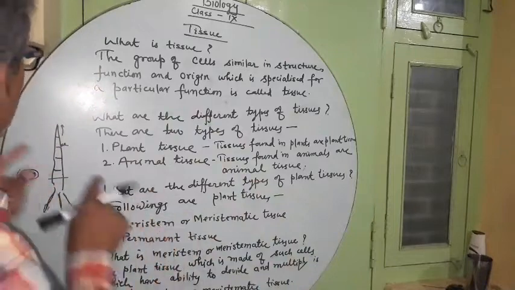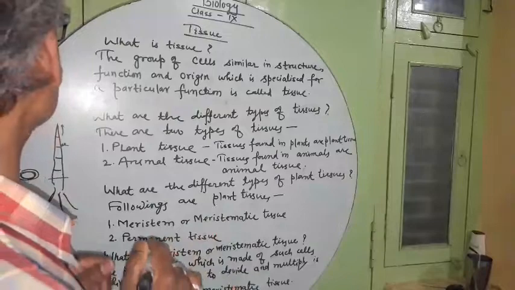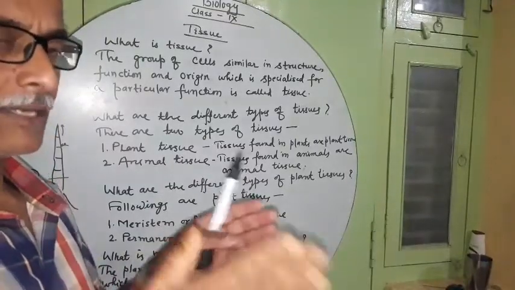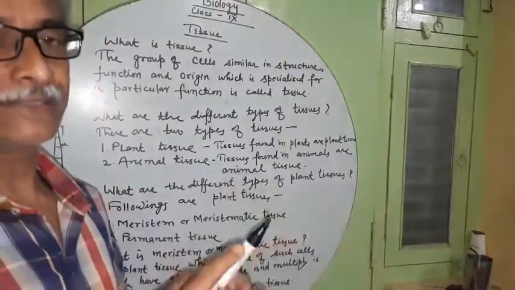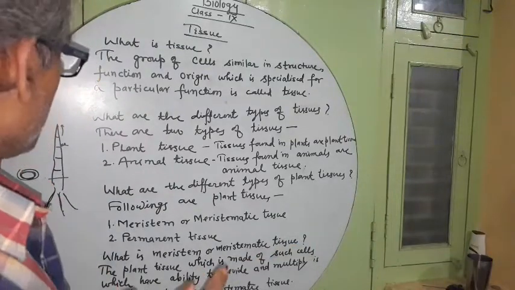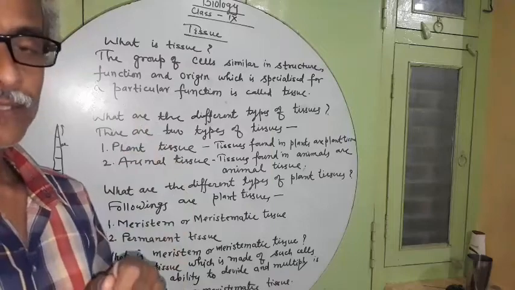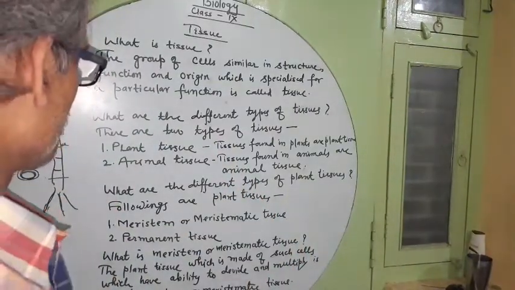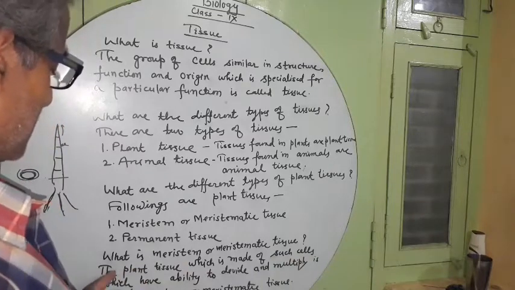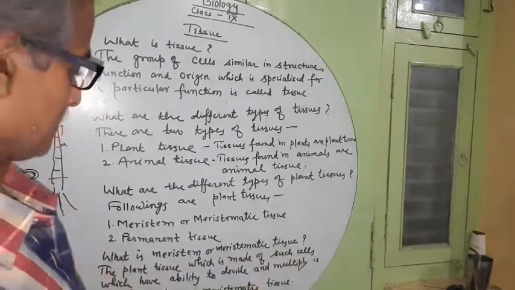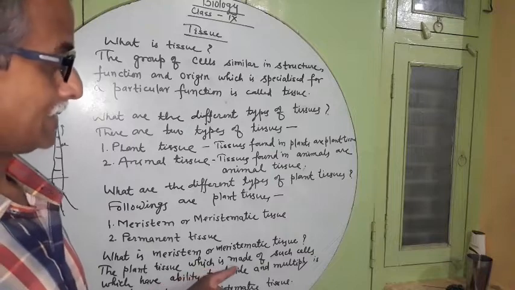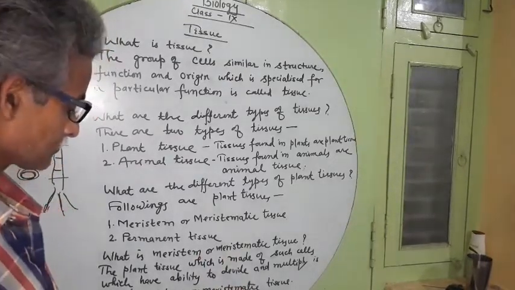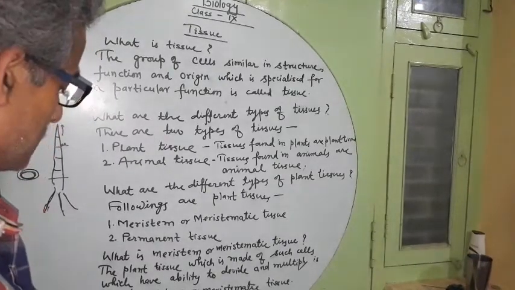Why does it happen so? Why does growth take place in these regions? It is so because the cells found there divide and redivide, and their number increases. As the number of cells increases, growth takes place. So meristem is made up of such plant cells which have the capacity to divide. So we define meristem as the plant tissue which is made up of such cells which have the ability to divide and multiply, called meristem or meristematic tissue. It is found in the growing regions of a plant.